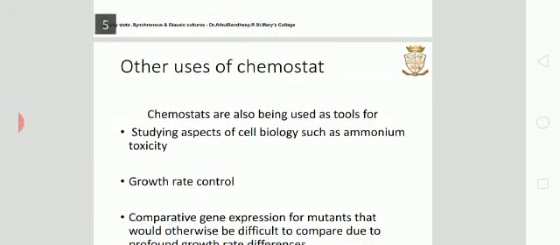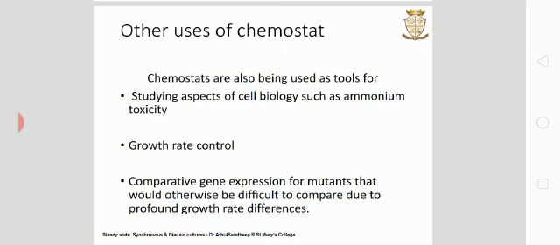Other uses of chemostats: chemostats are also used for studying aspects of cell biology such as ammonium toxicity. It is used to study growth rate control, and also for comparative studies of gene expression for mutants that are very difficult to compare due to profound growth rate differences.